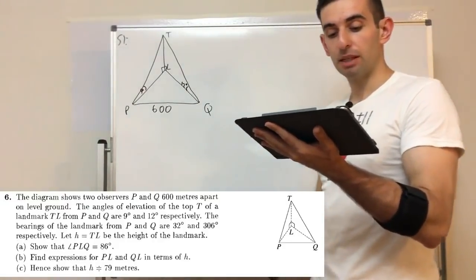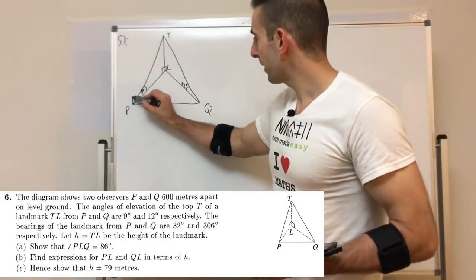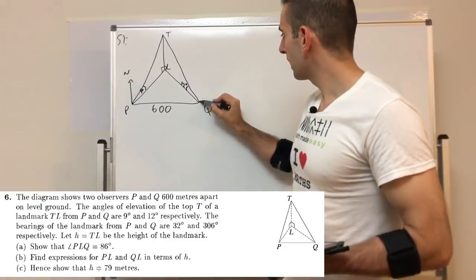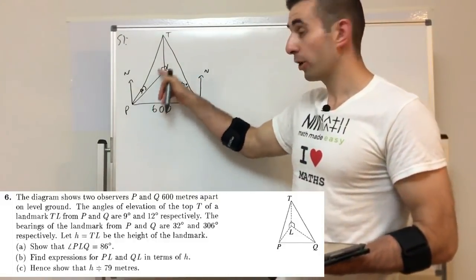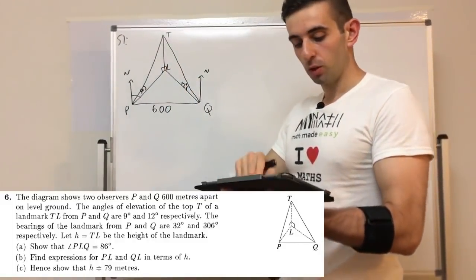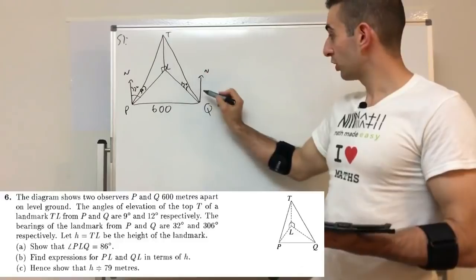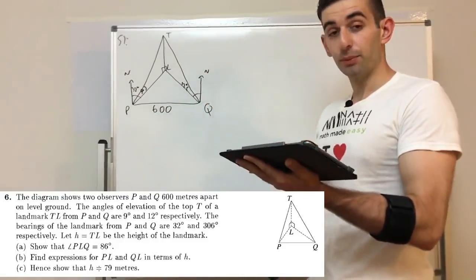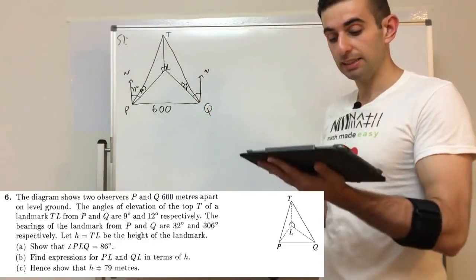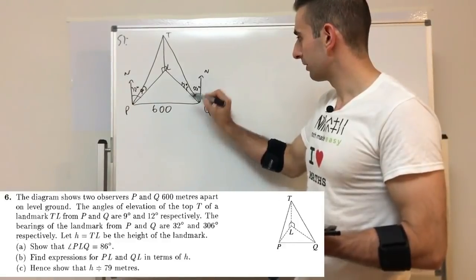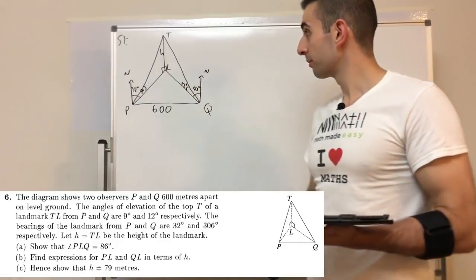And then they said the bearings of the landmark from P and Q are 32 degrees and 306 degrees. So if we include that, we need a north line at P and a north line at Q. And the bearing is along the ground. So L is on the ground, P to L. The bearing is this angle here, which they said was 32 degrees. And then the bearing from Q to L, which is along the ground here, which is this angle here, is 306 degrees. So if this complete angle is 306 degrees, that means what's left here is 54 degrees to get to 360 degrees. And then they've said, let h be the height of the landmark. So that's our unknown.